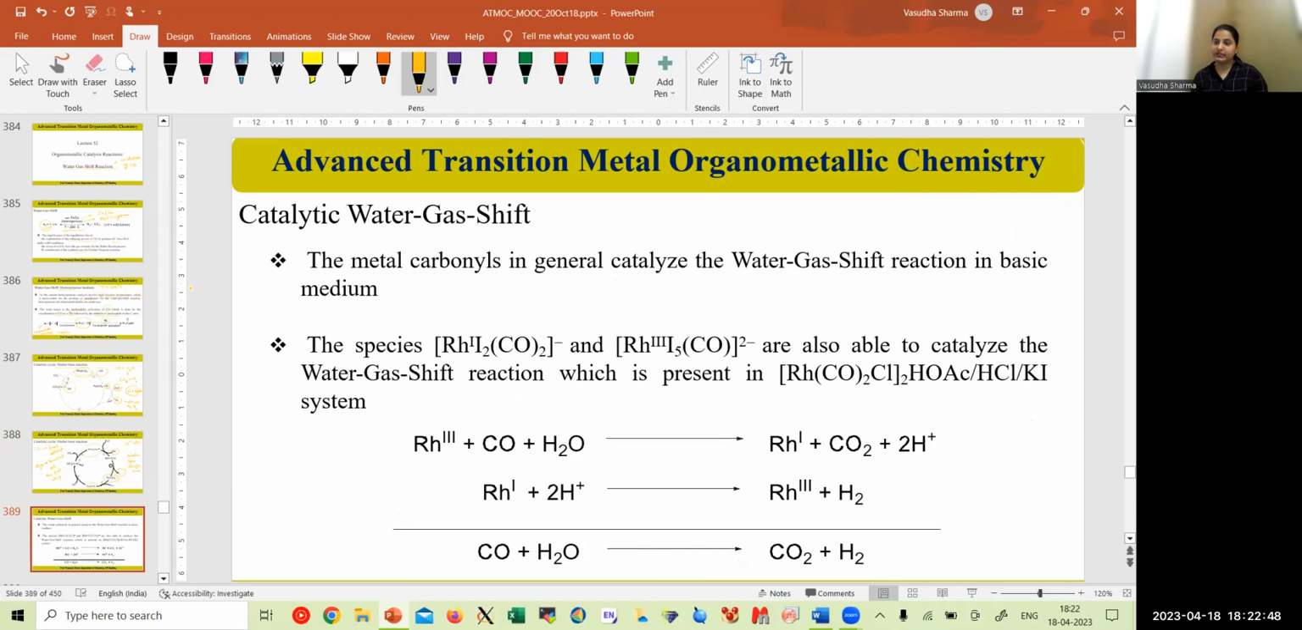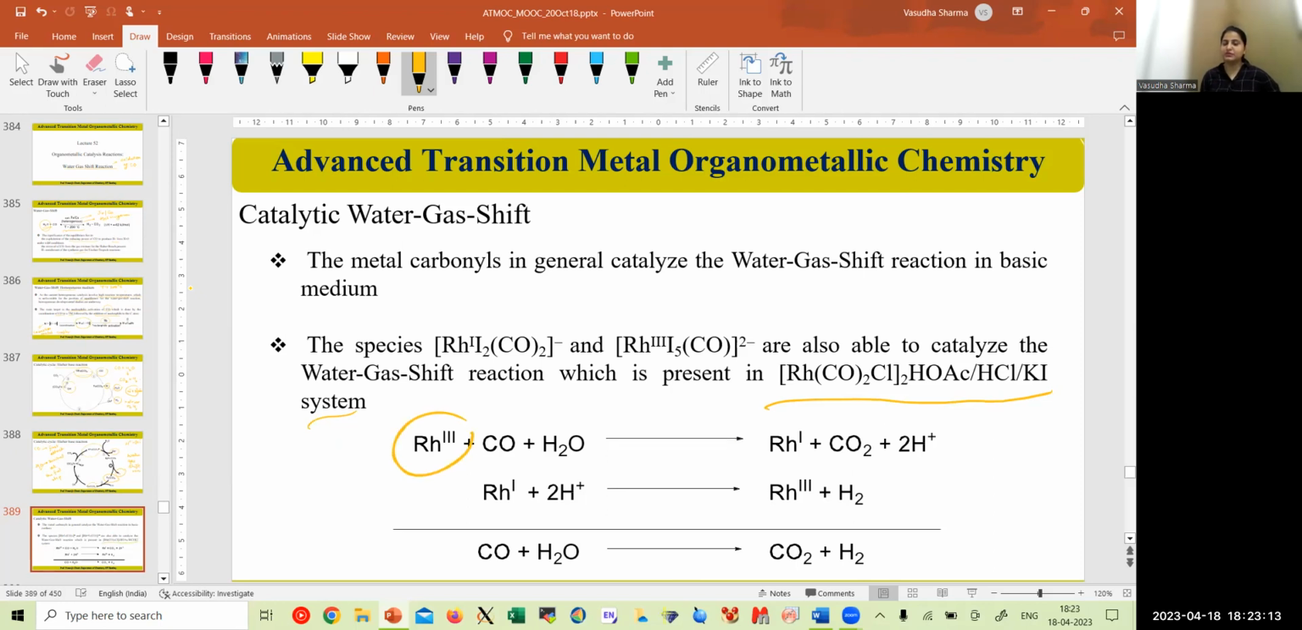Now the catalytic water gas shift. So the metal carbonyls in general catalyze the water gas shift reaction in basic media, as you have already seen. So the species Rh I2(CO)2 negative or Rh 3 I5(CO) whole 2 negative are also able to catalyze the water gas shift reaction, which is present in this particular system. So what is the mechanism if we are using the carbonyl system?